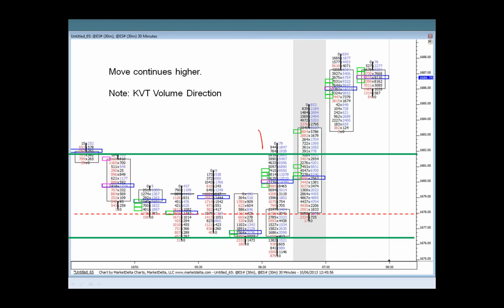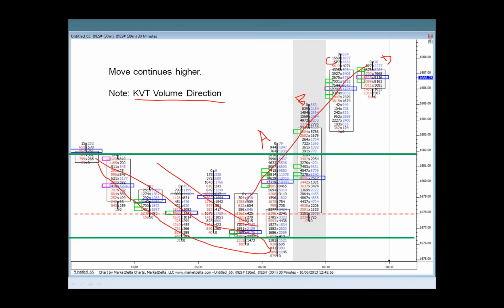And so this is our period A for the day session, period B for the day session, and period C, and there's period D. Okay. Sure enough, period C does take us higher. Now, I want you to note the KVT volume direction. What is happening with the K? Remember when I showed you how the KVT was indicating we were moving lower. Now, take a look at what the KVT is showing now.